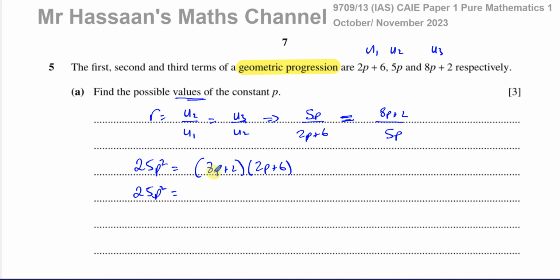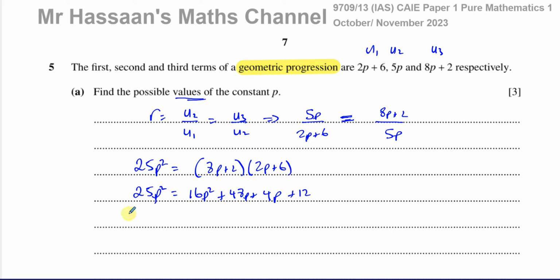If we expand this, you have 8p times 2p, which is 16p squared, and 6 8s are 48, so plus 48p, plus 2 times 2p, which is plus 4p, and plus 12. Now, when we have a quadratic equation that I want to solve by factorizing, we use the zero product property, so we have to make sure that it equals 0, so everything must be brought onto one side.